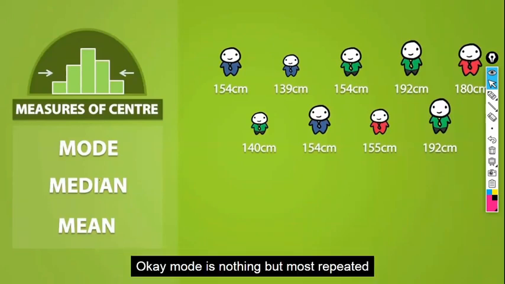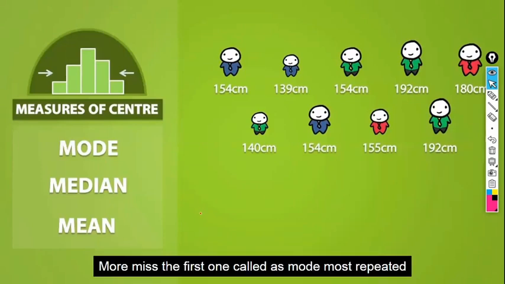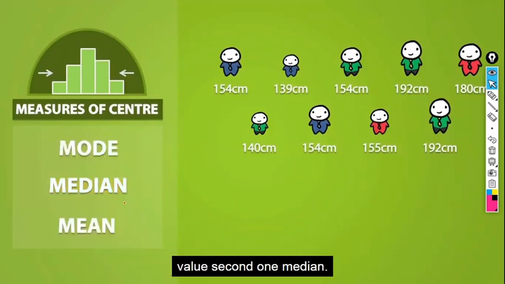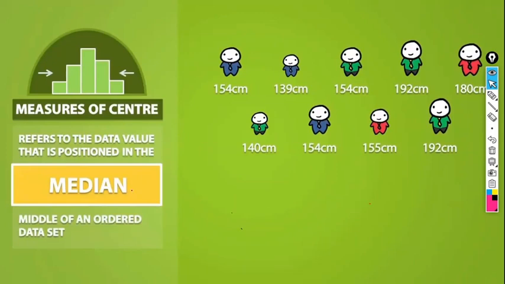Okay. Mode is nothing but the most repeated value. The first one is called mode, the most repeated value. The second one is median and mean. So let us start with the first one, called median. Take the heading as median.